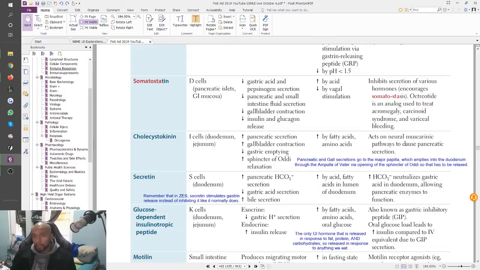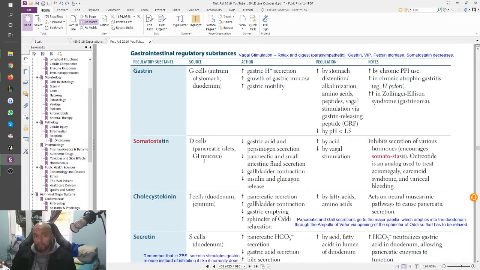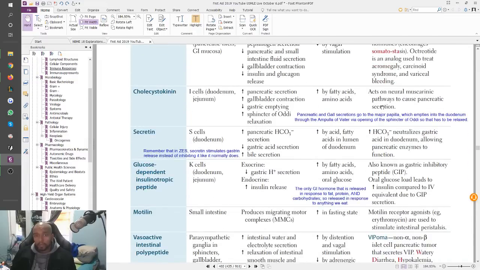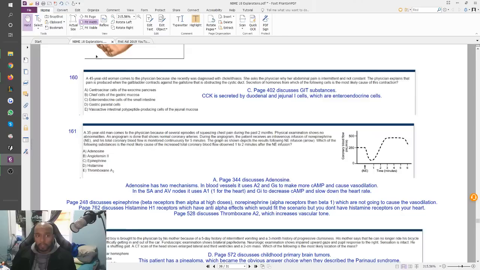It acts on neural muscarinic pathways to cause pancreatic secretion. Alright, so very, very nice thing. They don't write enteroendocrine cell here either, but that's just something you should be able to break down, right?